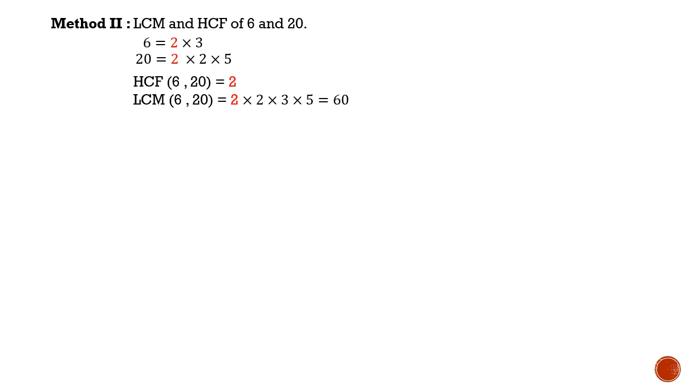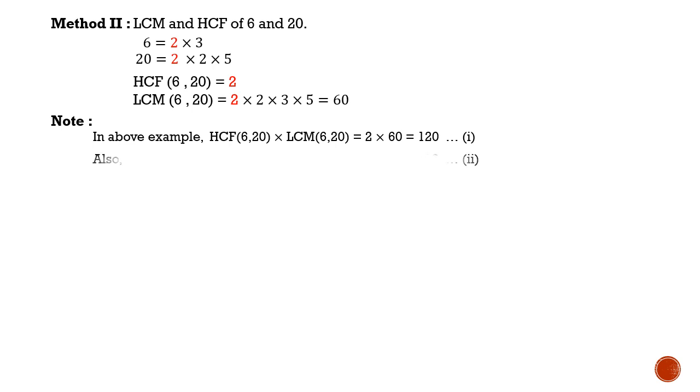Let us see the next part. Note: in the above example, what do we see? We are going to study one relation between HCF, LCM and the given numbers. We simply take the multiplication of the HCF of the two numbers and the LCM of the two numbers. HCF is 2 and LCM is 60, so 2 into 60 gives 120. Now we take the product of the given numbers, 6 and 20. Their multiplication also gives us 120. So from 1 and 2, what do we see?